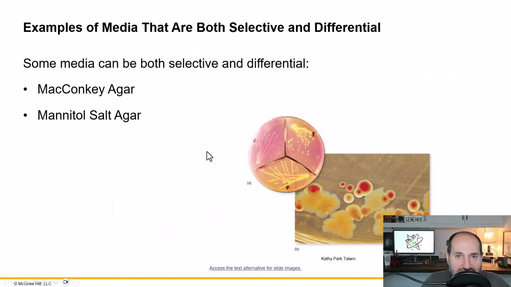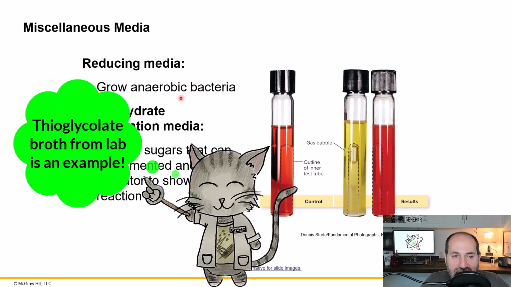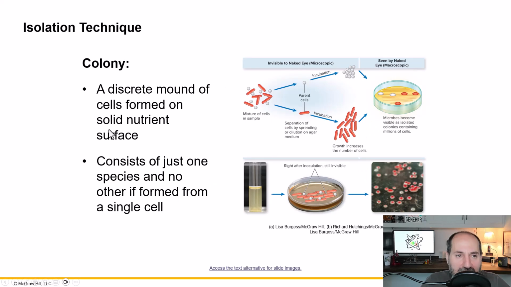So let's move on to reducing media. Reducing media removes oxygen from the media and allows anaerobic bacteria to grow. Anaerobic bacteria is bacteria that grows in the absence of oxygen. And then we talked about carbohydrate fermentation media. These types of media contain sugars that can be fermented and a pH indicator to show that the fermentation is occurring.